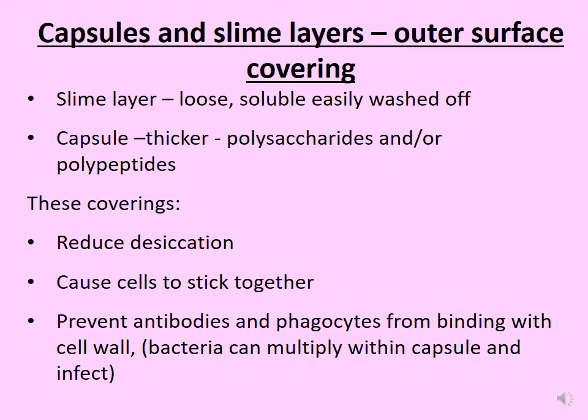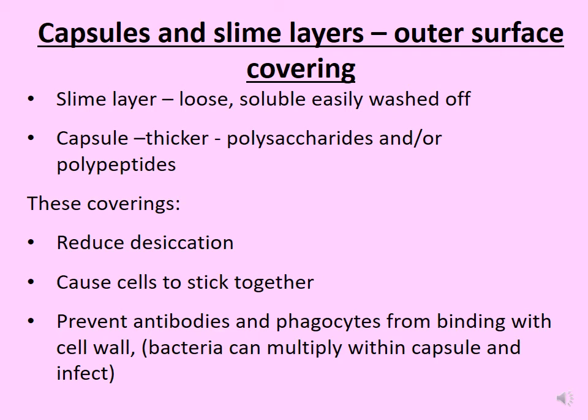Also, among the things that are on some bacteria but not all bacteria, we could have capsules and slime layers. They are outer surface coverings. Now, it's important to note that the slime layers sit on top of the cell walls, and the cell walls sit on top of the cell membrane. So all bacteria have cell membranes and cell walls, but not all bacteria have slime layers or capsules. Now, the slime layer is loose, it's soluble, and it's easily washed off. In terms of a capsule, they tend to be thicker, and they're made of polysaccharides and or polypeptides as well.